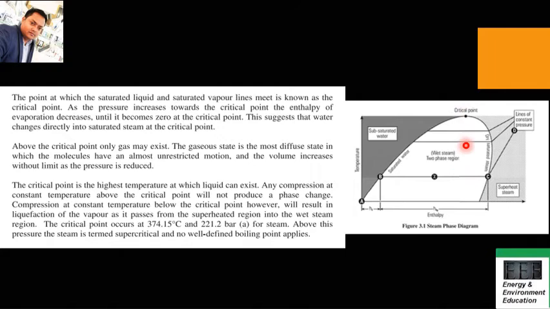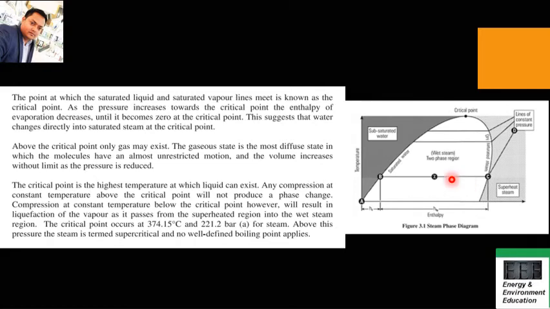This is the area, this is a point, the critical point, where this transformation is actually taking place, where it starts to take place, friends. This is the point at which the saturated liquid and the saturated vapor meet. This is the point at which these two are meeting, the transformation is actually taking place here. So this is the critical point, friends.